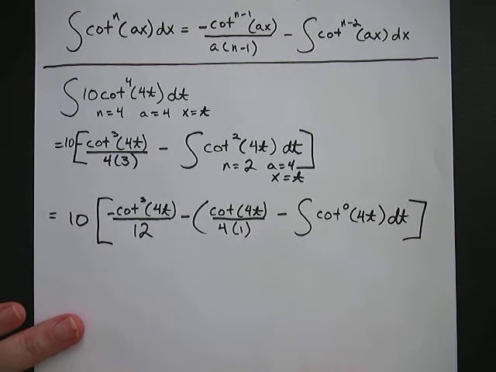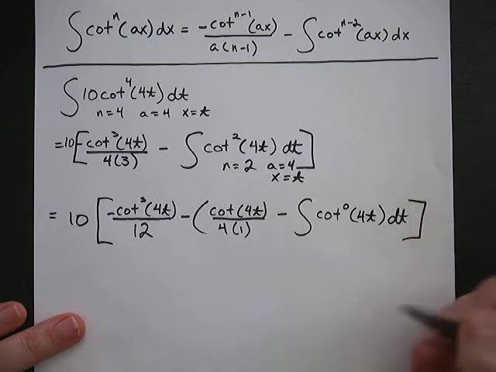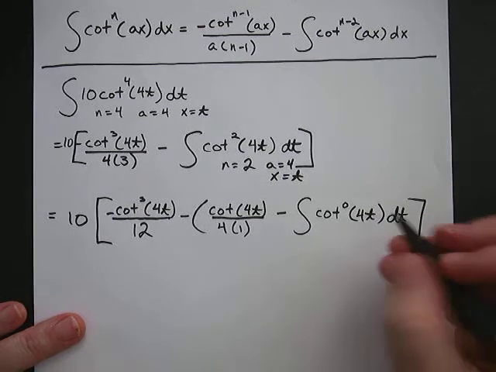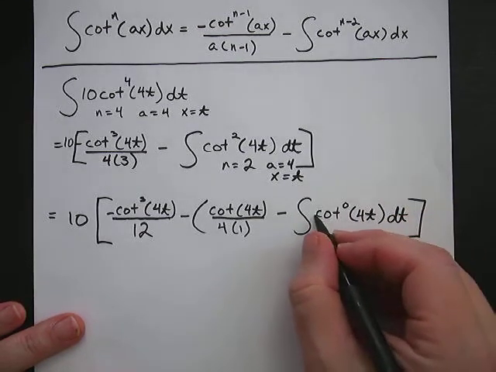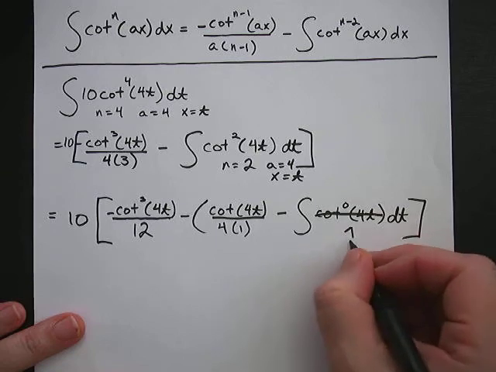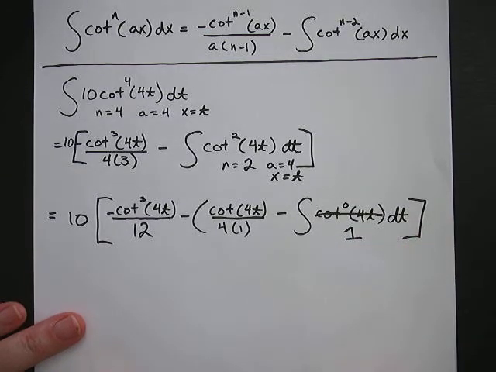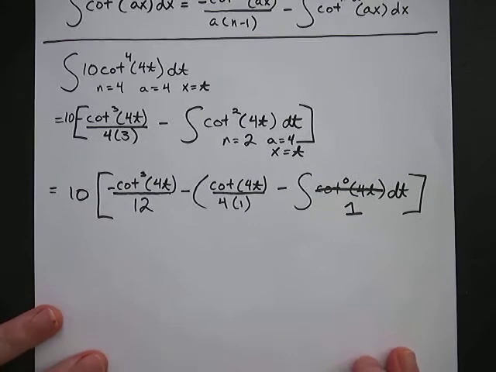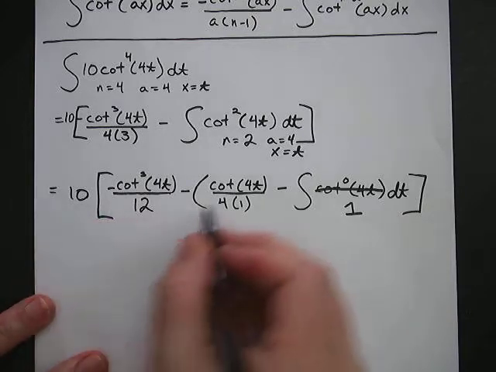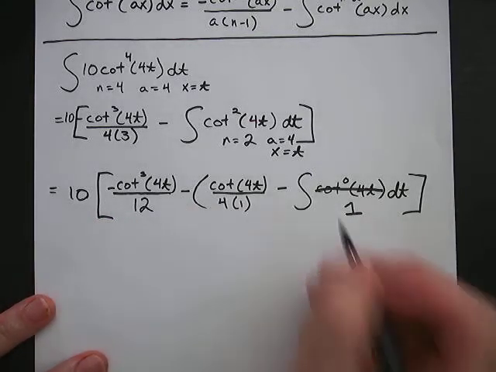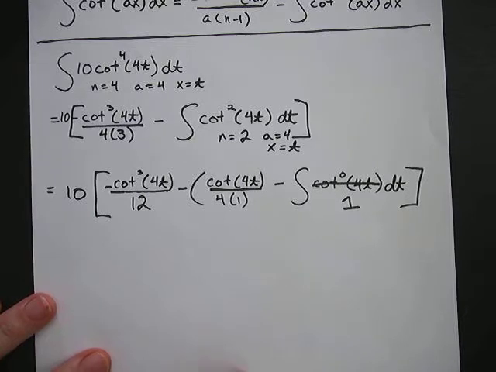Now this looks kind of odd probably, but anything to the 0 power is equal to 1 other than 0. So we're just going to switch this out here for a 1 and say that this entire term here is just a 1, and when we integrate it just becomes t. Okay, so let's go ahead and distribute the 10, distribute this negative here, and integrate this in our next step.